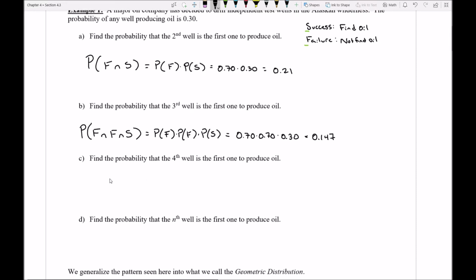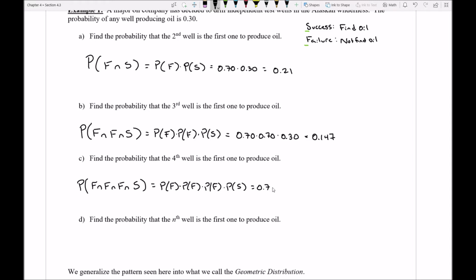Okay, well, let's take a look at part C. What's the probability that the fourth well is the first one that produces oil? Well, that means I'm going to need to have 3 failures in a row, so the fourth drill is the first time I hit a success. So that would be the same as the probability of F times the probability of F times the probability of F, and then multiplied by the probability of S.